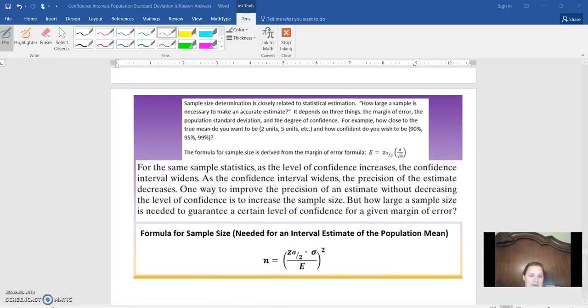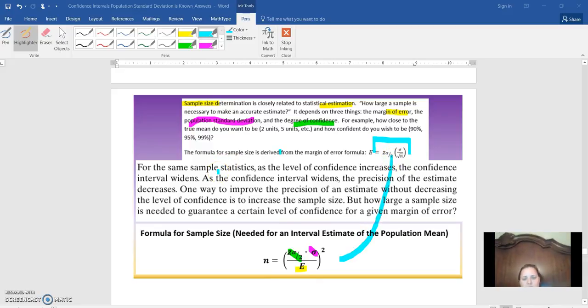And so that slide should have come after this. But the sample size is related to the estimation. So how large a sample do we need to make sure that we're accurate? Those things are based on the margin of error right there, the population standard deviation, right there, and the degree of confidence. So you're 90%, 95%, 99%. And so remember this, our margin of error. And so these two are related.